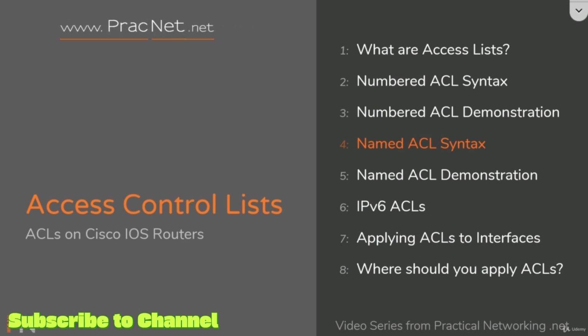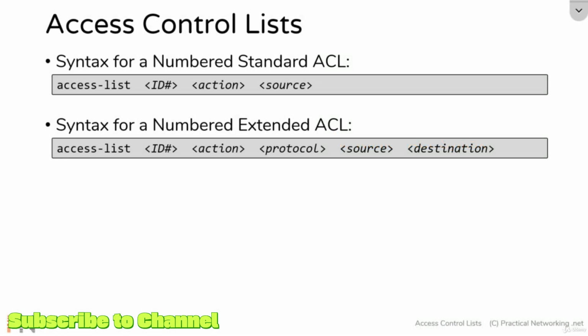Welcome to another video in the video series covering access control lists on Cisco routers. This is video 4, where we're going to explore the syntax of configuring named access lists. In the last video, we picked apart the syntax of configuring numbered access lists. We also went through a bunch of configuration examples for numbered extended access lists. In this video, we'll be looking at the syntax to configure a named access list.